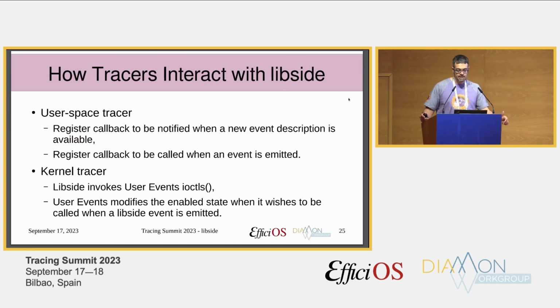So how tracers interact with libside. A user space tracer will register callbacks to be notified when a new event description is available or when it goes away. It registers a callback to be called when an event is emitted. And for a kernel tracer, libside would invoke the user event IOCTLs. So that user event can then modify the enabled state by setting a reserved bit when it wishes to be enabled for a specific event.